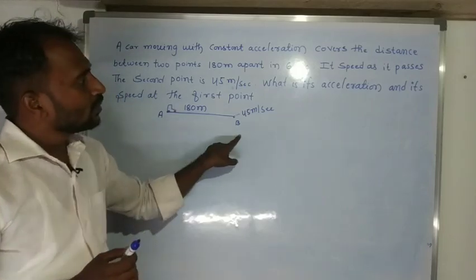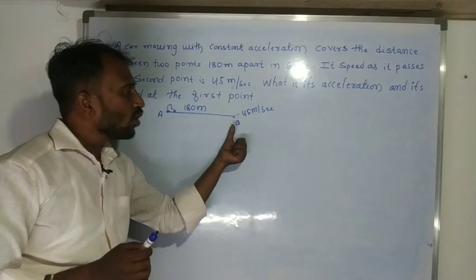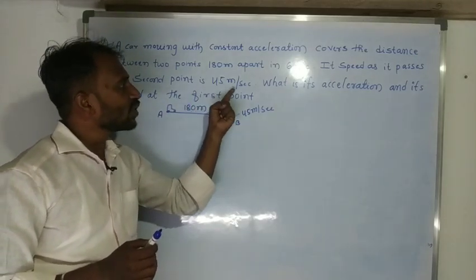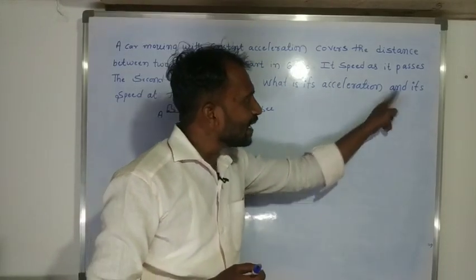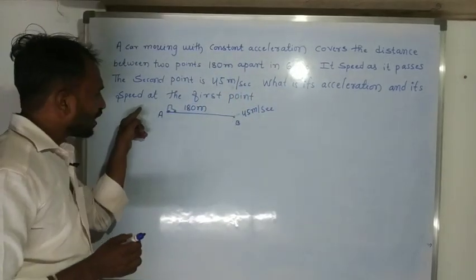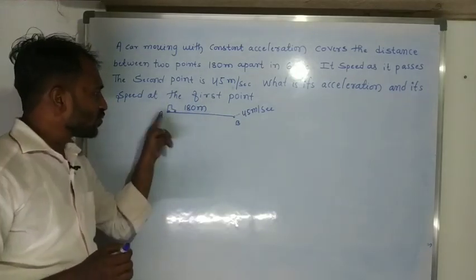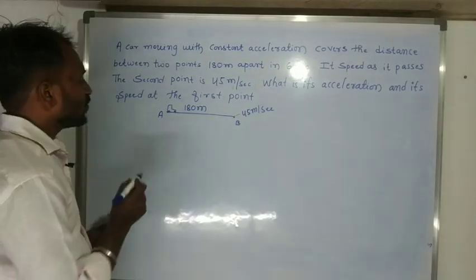Next, its speed as it passes the second point. Okay, so for the second point, the velocity is 45 meters per second. So what is its acceleration and its speed at the first point? Okay, so first one, given data.